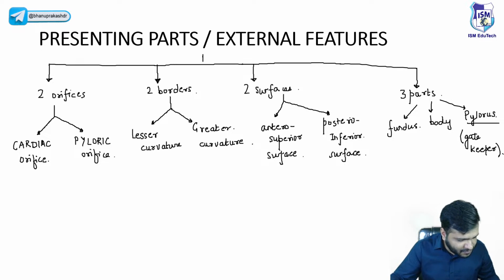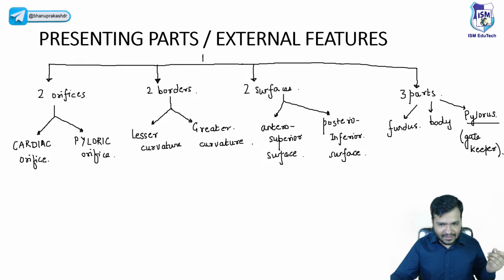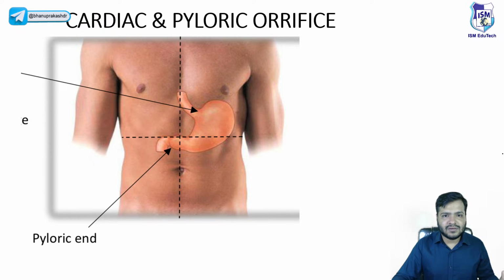Anyone can tell me in the chat box which sphincter will be present in the pylorus region? I have asked a very easy question. I want everyone to answer this question. After that, I'll start with the cardiac and pyloric orifice one by one.